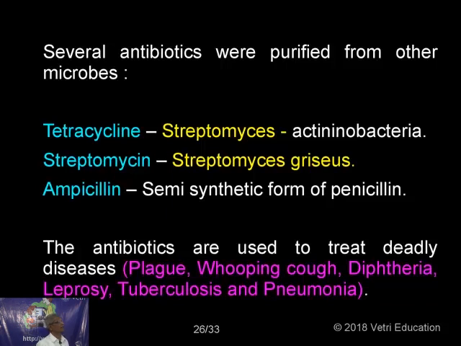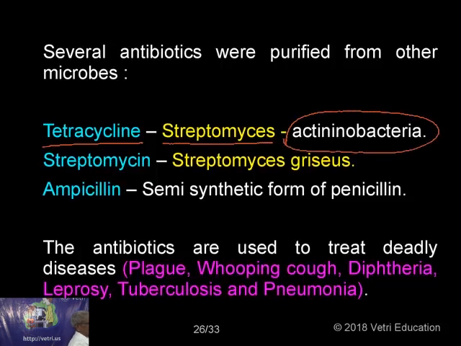Several antibiotics were purified from other microbes. See, we have tetracycline produced from Streptomyces, which comes under the category called actinobacteria. See, in fungi, there is a category called the actinomycetes group. These actinomycetes look like bacteria also, so the bacteria-looking actinomycetes were called actinobacteria. So Streptomyces comes under that category. Then streptomycin is taken from Streptomyces griseus.